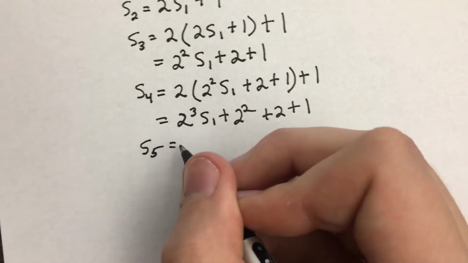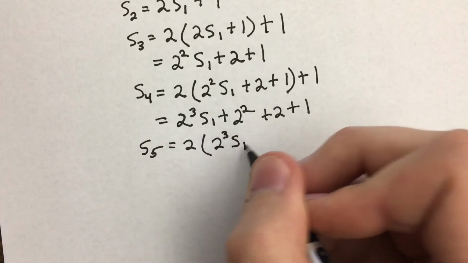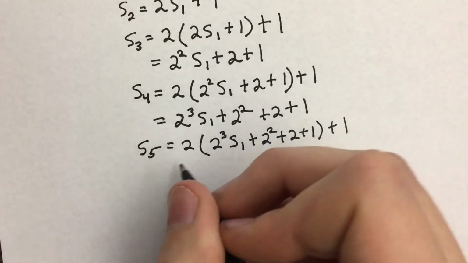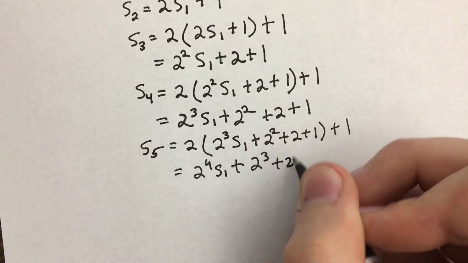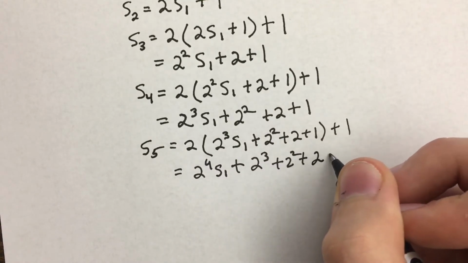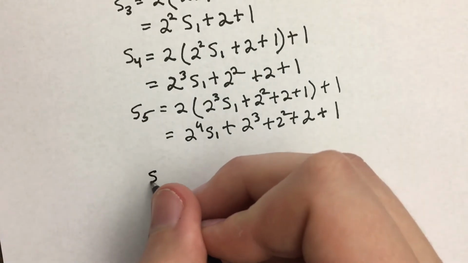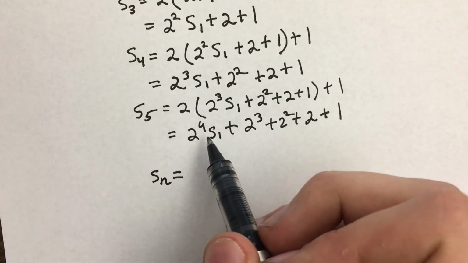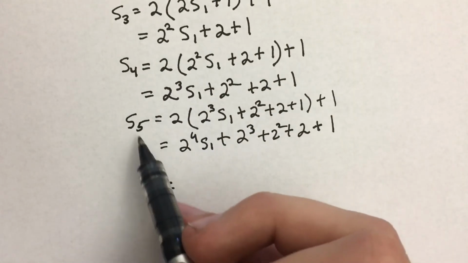S sub 5 equals 2 times S4, which we just found to be 2 cubed, the first term, plus 2 squared, plus 2 plus 1 plus 1, equals 2 to the 4th, plus 1, plus 2 cubed, plus 2 squared, plus 2 plus 1. And so at this point, right, it's fair that we can take a guess here as to what we think S sub n is going to be, right? And so notice here in the 5th term, this power keeps increasing by 1, and it's always 1 less than whatever n we're on.